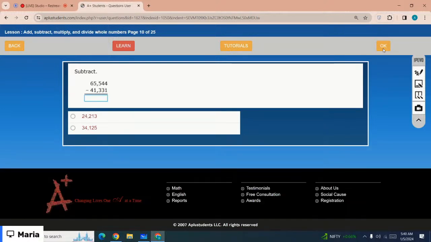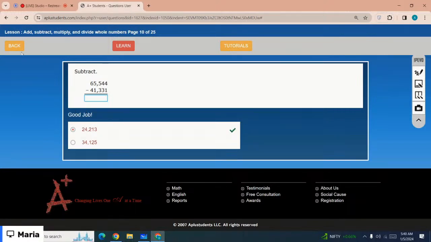Okay, the next one is subtract. Just subtract and write the answer in the chat box. Which is the correct option? Yes, that is option number 1. Very good. Okay, you can complete the lesson by yourself later today.